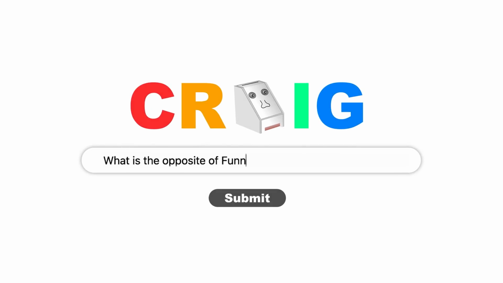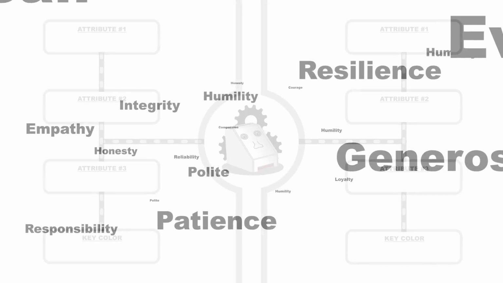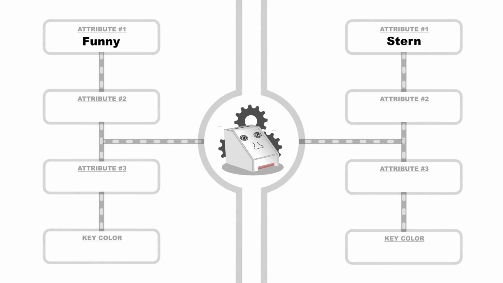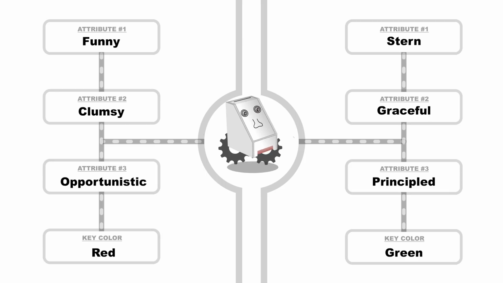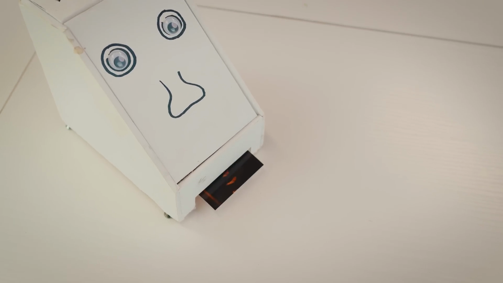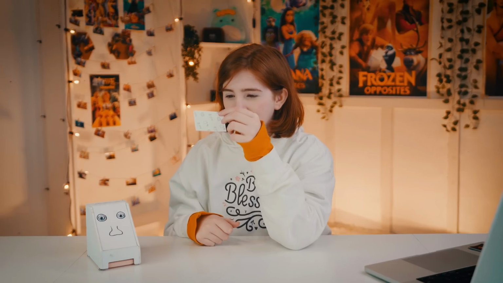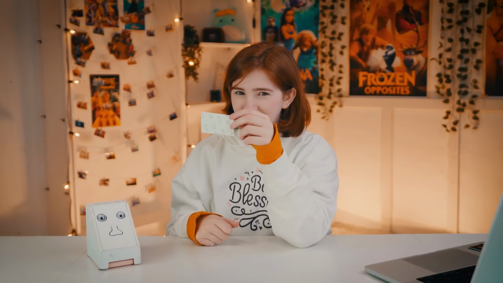Okay, Craig, with this information, what is the opposite of funny, clumsy, opportunistic, and red? So according to Craig, the opposite of funny is stern, the opposite of clumsy is graceful, the opposite of opportunistic is principled, and the opposite of red is green. Okay, let's see this opposite version of LeFou. He's still LeFou, if you know what I mean.